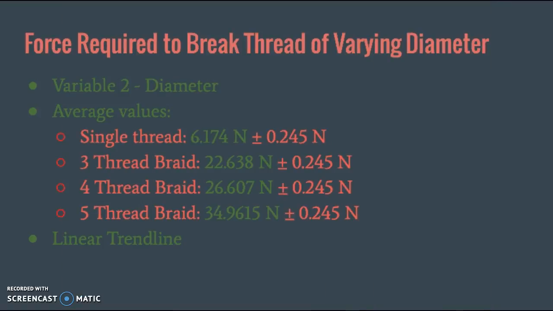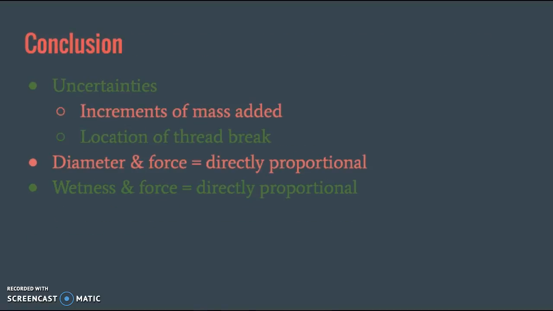Here is a brief summary of the results obtained for this variable, once again reporting the force with a 0.245 newtons of uncertainty. Our uncertainties are due to the mass being added in 25 milliliter increments and the thread breaking in different locations. We tried to minimize these uncertainties by having 10 trials so that any outliers in the dataset wouldn't have as large of an effect on the average.